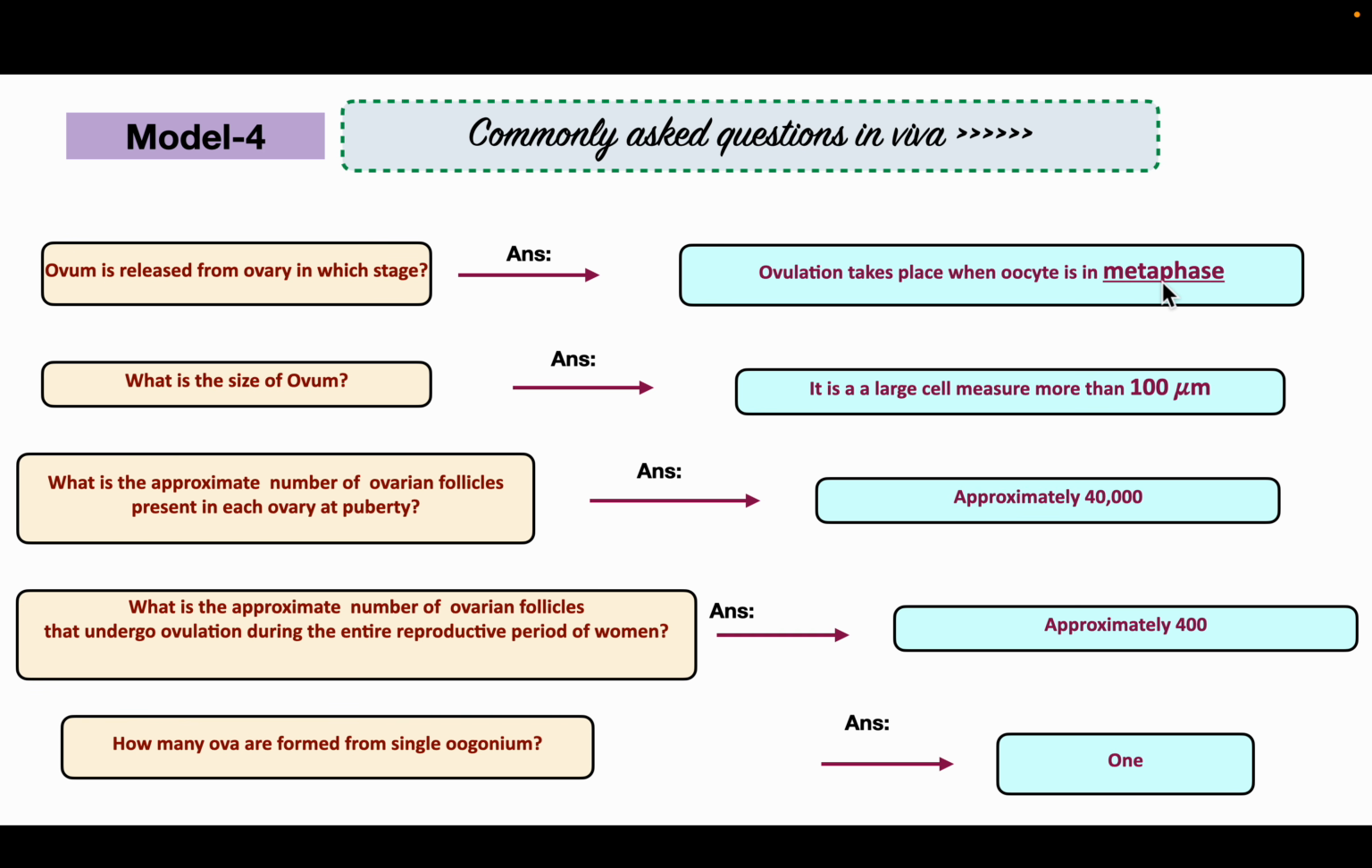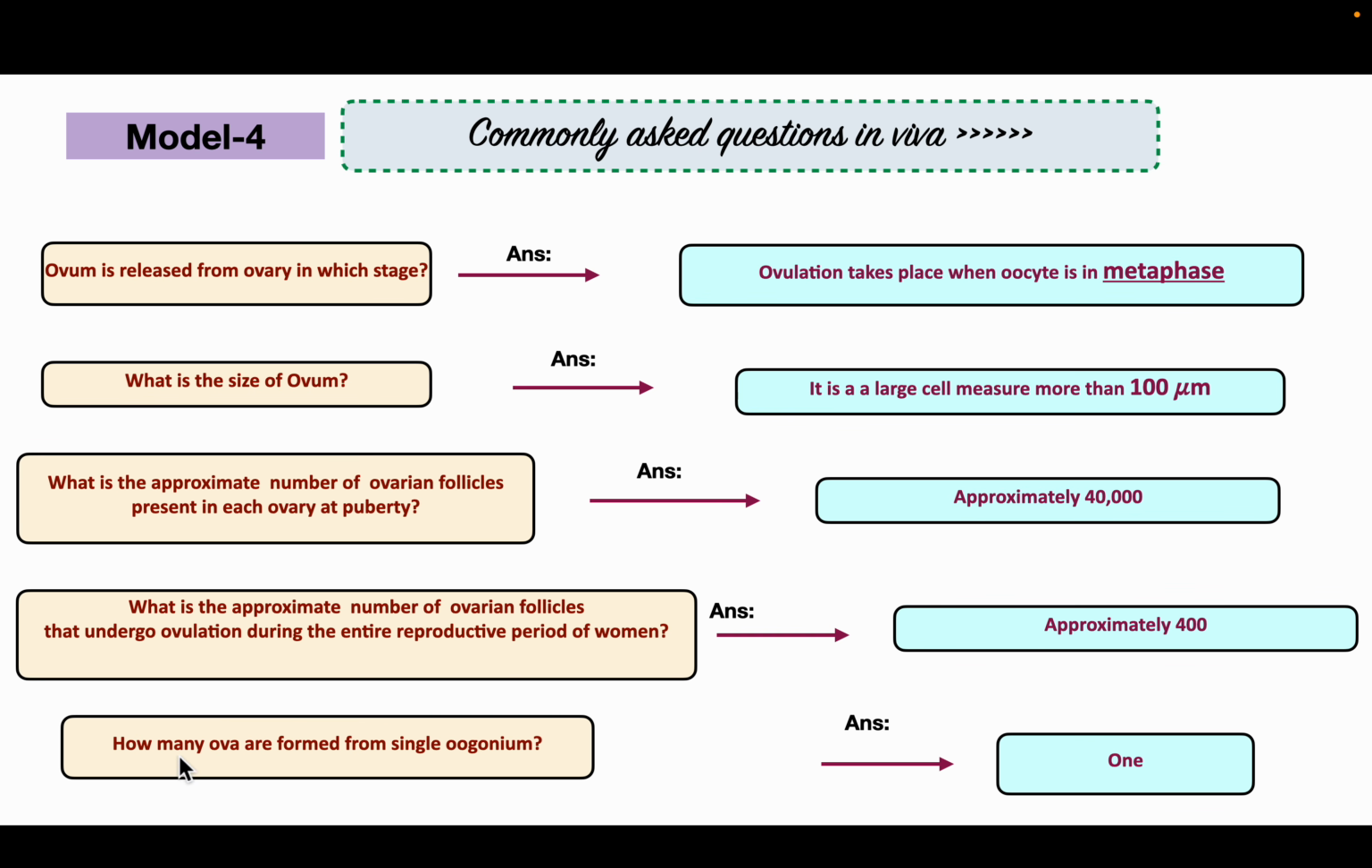Then coming to the questions related to ovum, when the ovum is released from the ovary, it is released in metaphase stage. What is the size of ovum? It is a large cell measuring about 100 micrometer. What is the approximate number of ovarian follicles present in each ovary at puberty? Approximately 40,000. And what is the approximate number of ovarian follicles that undergo ovulation during the entire reproductive period of life? That is approximately 400.